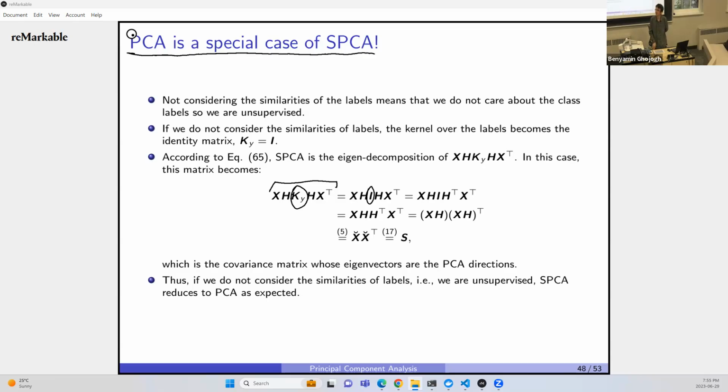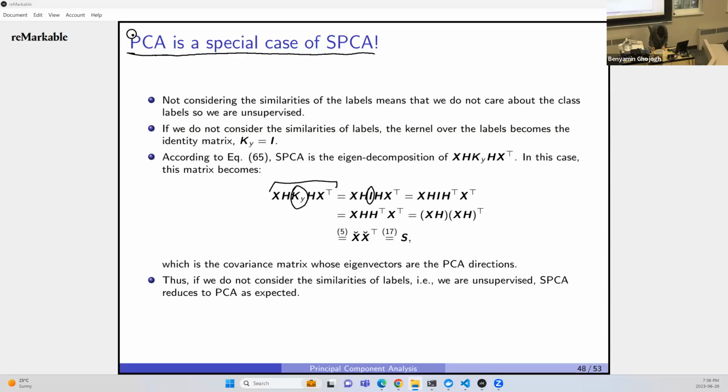What does it mean? I can only calculate the similarity of every label with itself. I can't find out the similarity of the labels with respect to each other, because there is no label. I don't know the similarity of labels. So I replace it with the identity matrix.